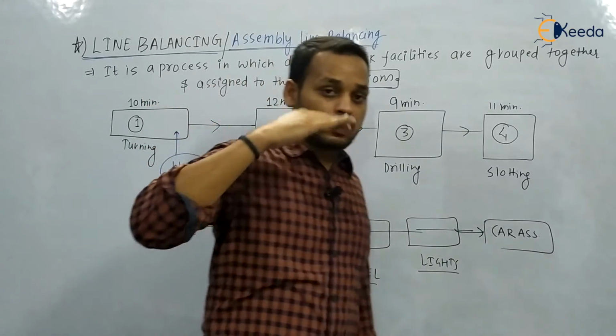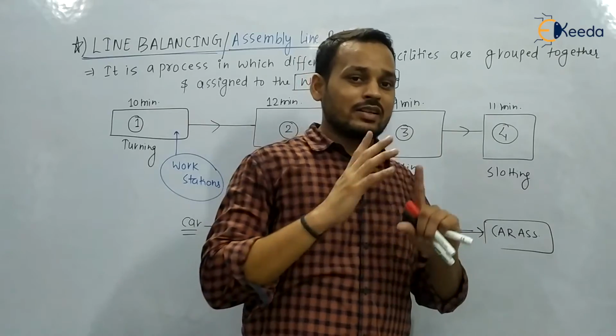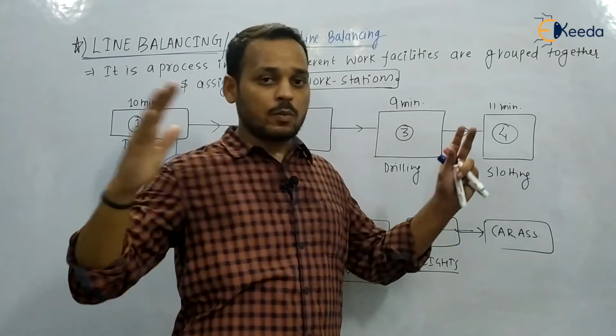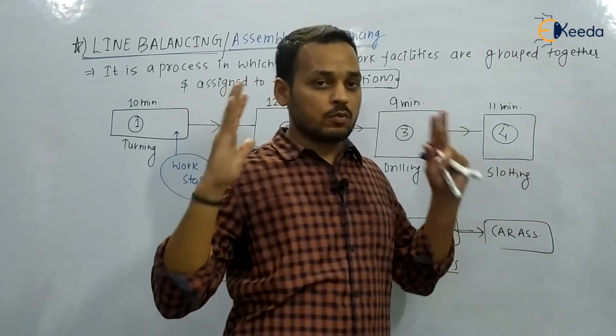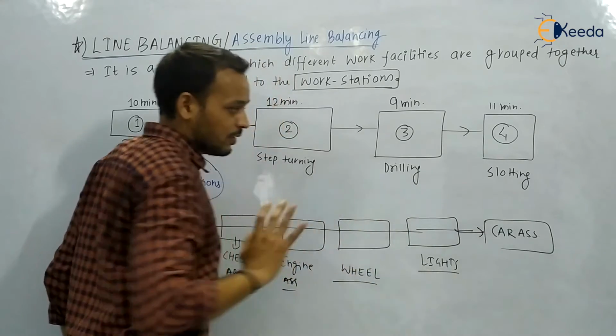Okay, we can minimize the idle times of a worker. No workers can sit idle. It means we can maximize our profit. So you can get those benefits in an assembly line method.